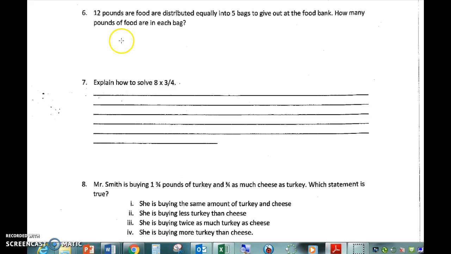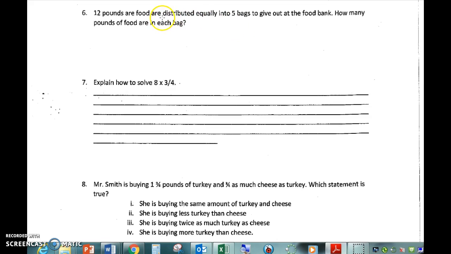Next problem, take a look at it. After I read it, then you pause, and then I'll reveal the answer. You can unpause after you've worked on it and have figured it out yourself. 12 pounds of food are distributed equally into 5 bags to give out at the food bank. How many pounds of food are in each bag?